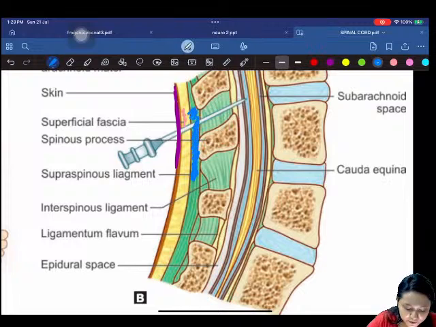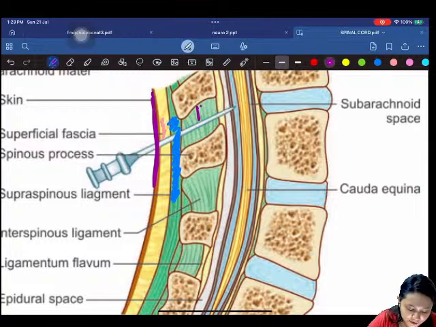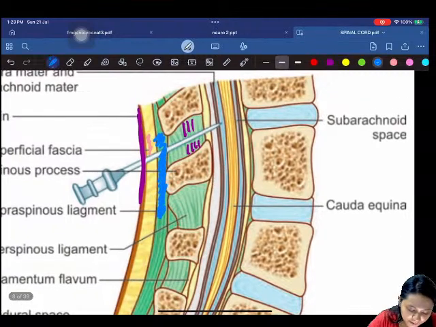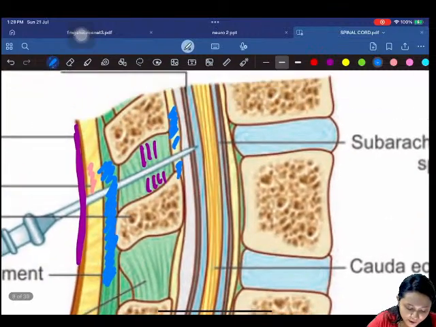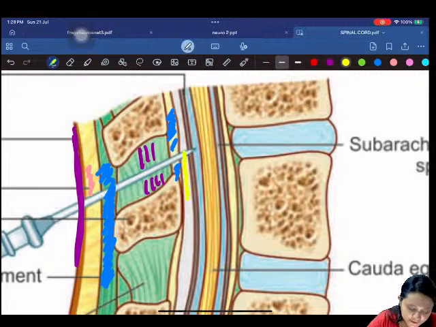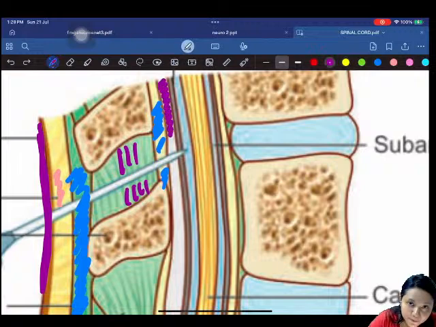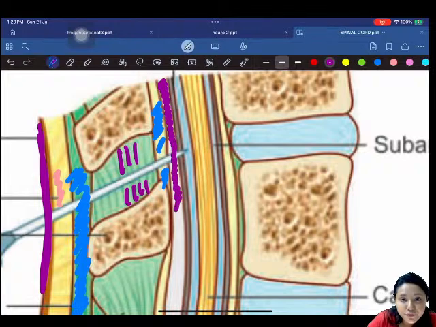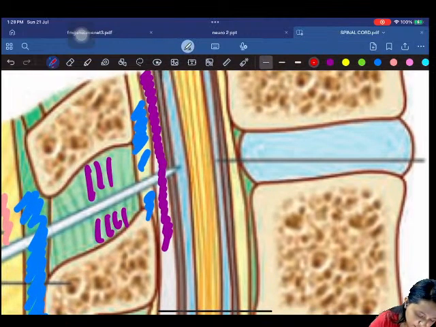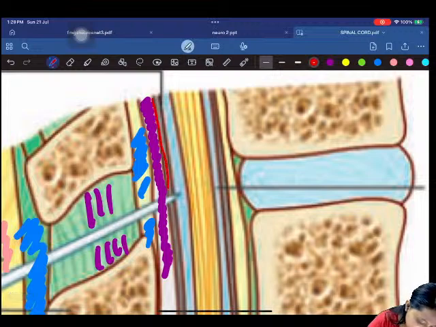After piercing the supraspinous ligament, you have another ligament. This is the interspinous ligament. After the interspinous ligament, you are going to have the ligamentum flavum. After the ligamentum flavum, it is important, this space, this yellow space, let me draw with a different color, this purple space, this space is known as the epidural space, and this red color which I am drawing, this is the dura mater.